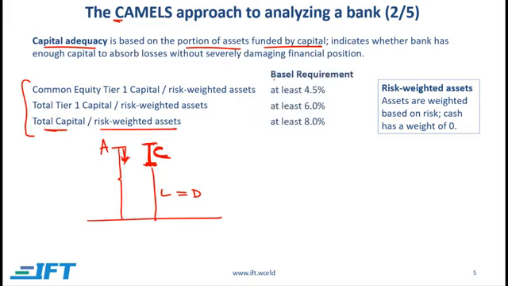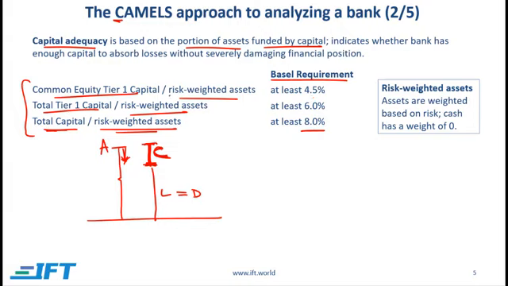In terms of Basel III requirements, we need to have total capital divided by risk-weighted assets at least 8%. So this C over A needs to be at least 8%. If it's more than 8%, that's good. That means that the bank is relatively safe. Total Tier 1 capital divided by risk-weighted assets should be at least 6%. And common equity Tier 1 capital divided by risk-weighted assets should be at least 4.5%.